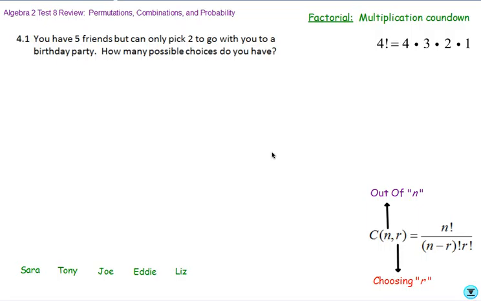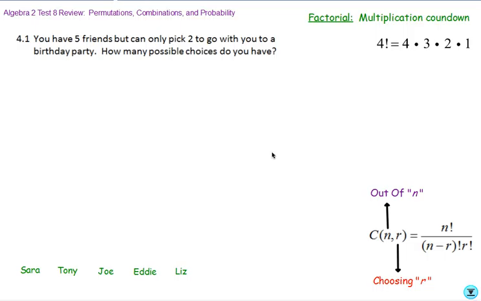Number 4 says that you have 5 friends, but you can only pick 2 to go with you to a birthday party. So there's 5 people, but we can only pick 2. So 2 that are going to get picked, and then 3 that are not going to get picked. So the question is saying, how many possible choices do you have?